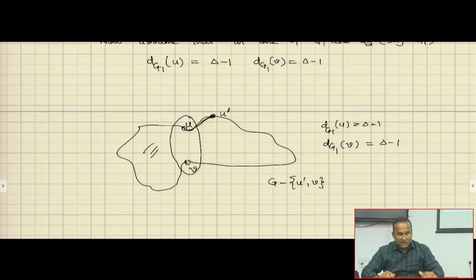So now what is the degree of U dash in G1? It will be at most delta minus 2, right? It will satisfy the property, and then treating U dash and V dash, instead of U and V, we can get a delta coloring of G, right?